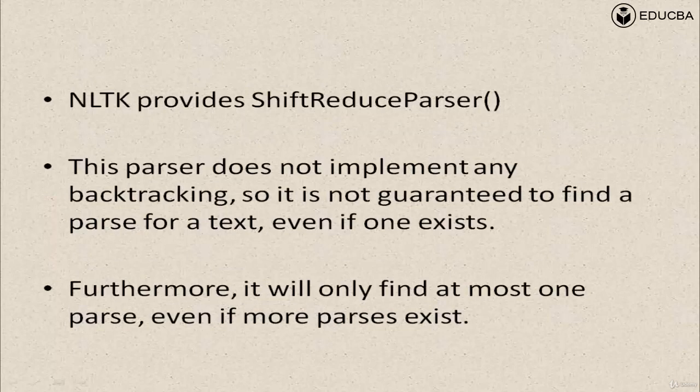Now we will see a program of that in which we are using the simple NLTK module, and it provides a shift reduce parser as a direct inbuilt function and we will use it. This parser does not implement any backtracking, so it is not guaranteed to find a parse for a text even if one exists. So basically this is the disadvantage of this parser, that it does not implement any backtracking. So if there is any match, then sometimes it will not parse that text. We will see the example of that. Furthermore, it will only find at most one parse even if more parses exist.